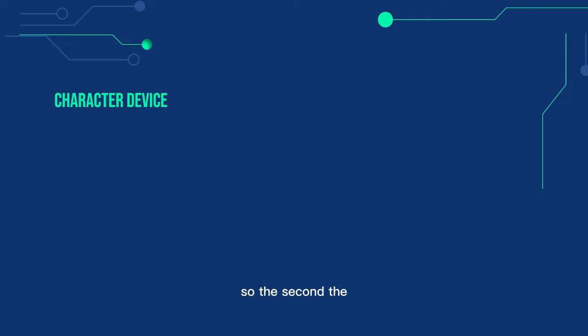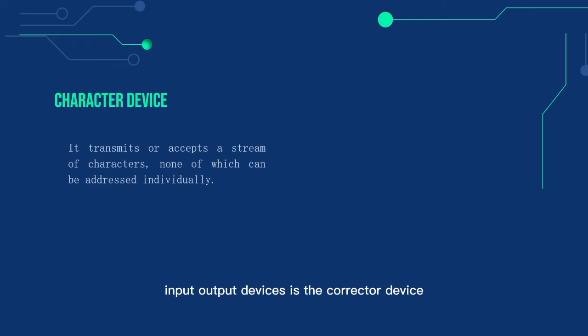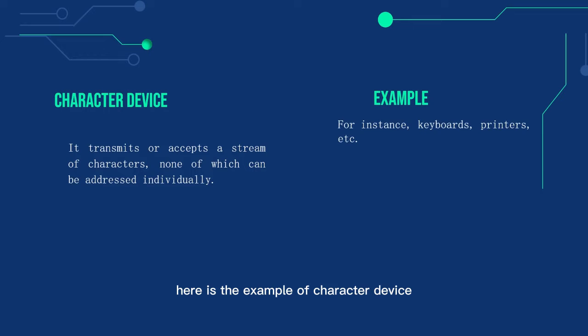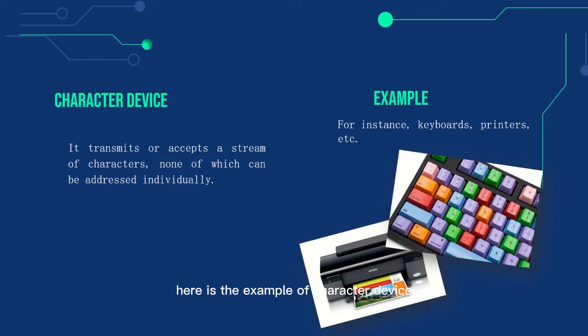The second of the fundamentals of input-output devices is the character device. It transmits or accepts a stream of characters, none of which can be addressed individually. Here are examples of character devices: the keyboards and printers.